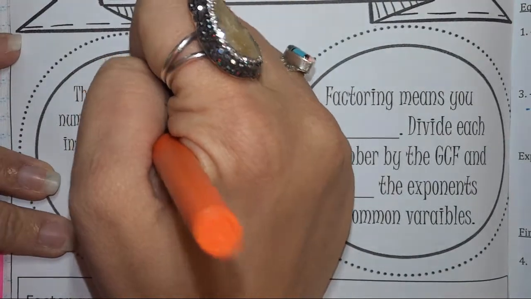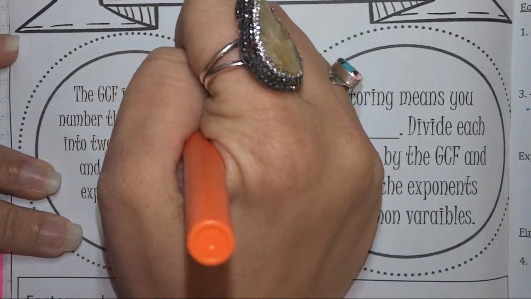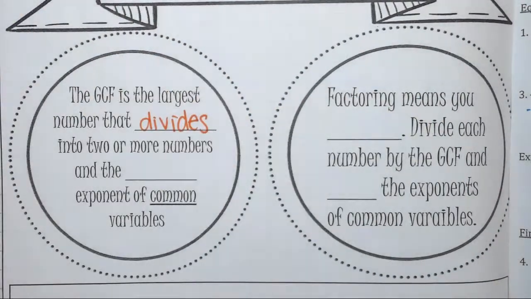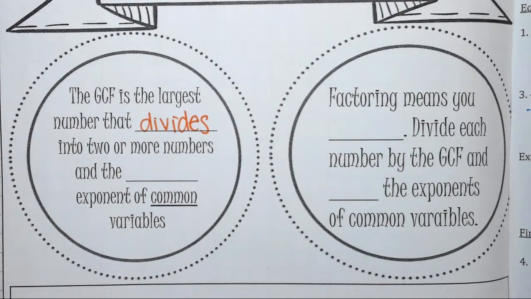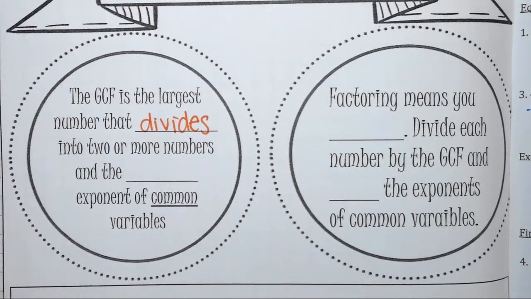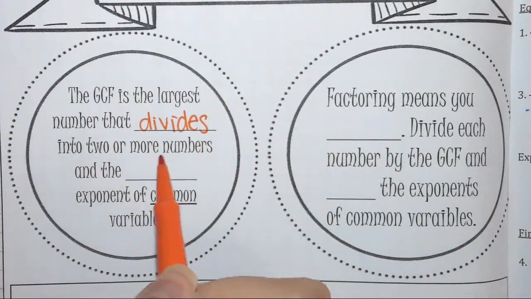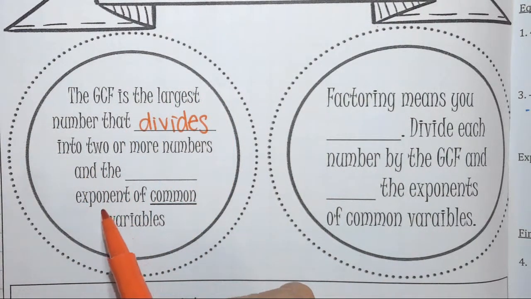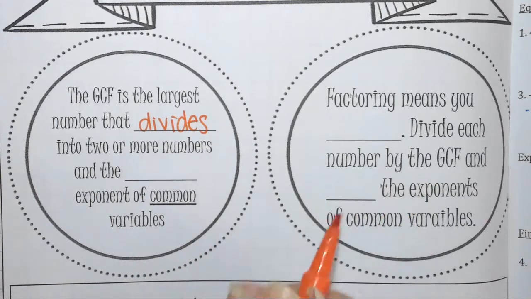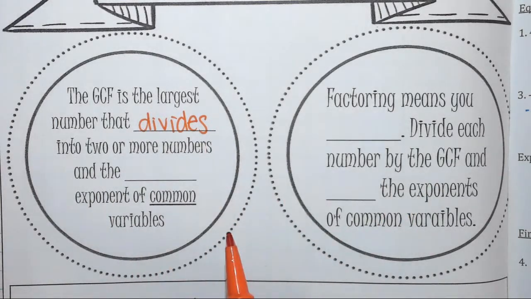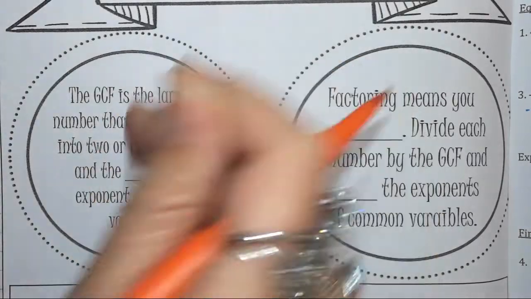Divides. Take a point. Remember, factoring is division. Factoring is division. So the GCF is the largest number that divides into two or more numbers, and the what of the exponent of common variables? Is it the largest or smallest exponent? Smallest.